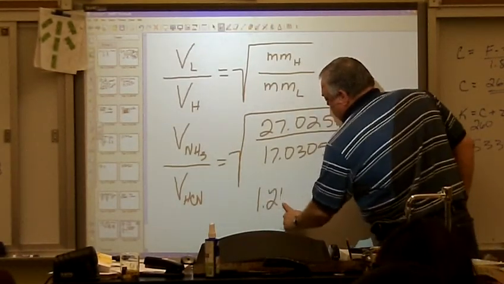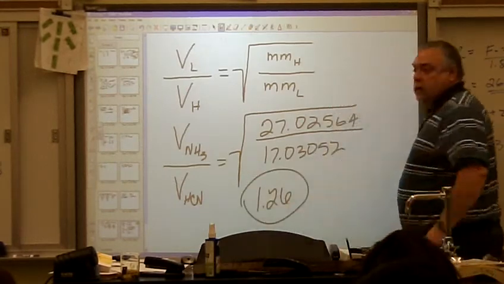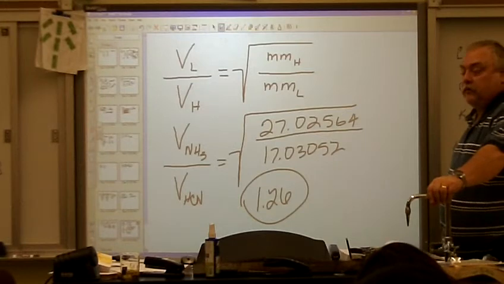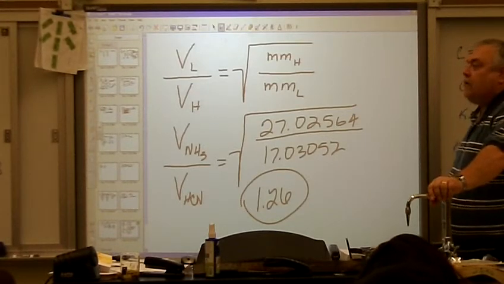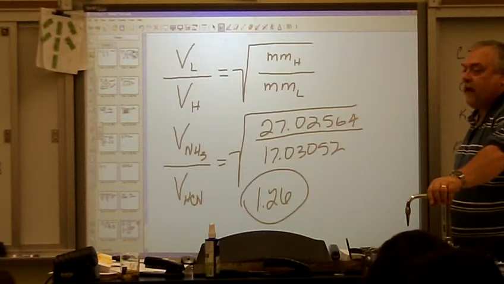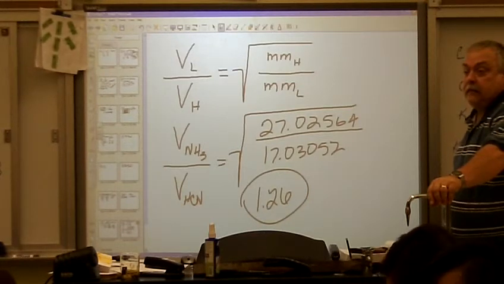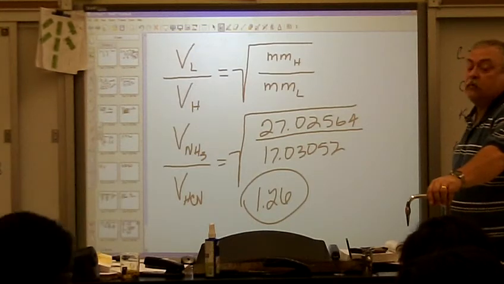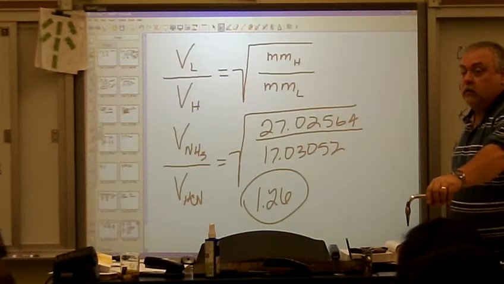The number is 1.26. And now here's what this means. The answer comes out to be 1.26. It means that ammonia is going to travel 1.26 times faster than cyanide. There are no units for a ratio.